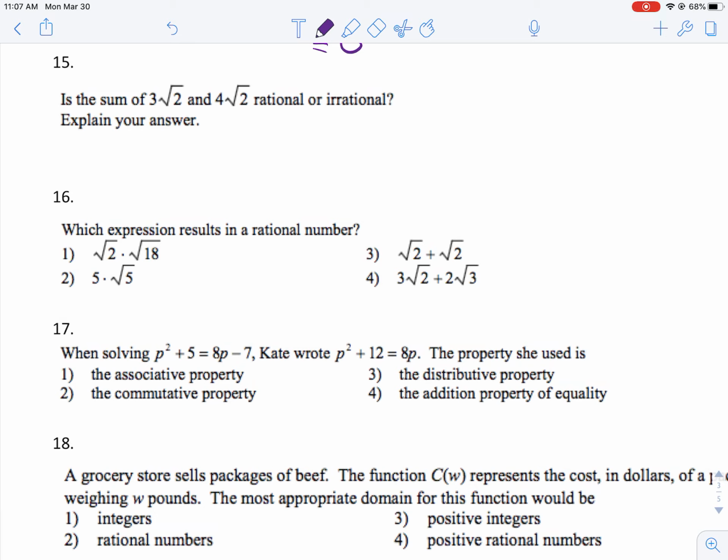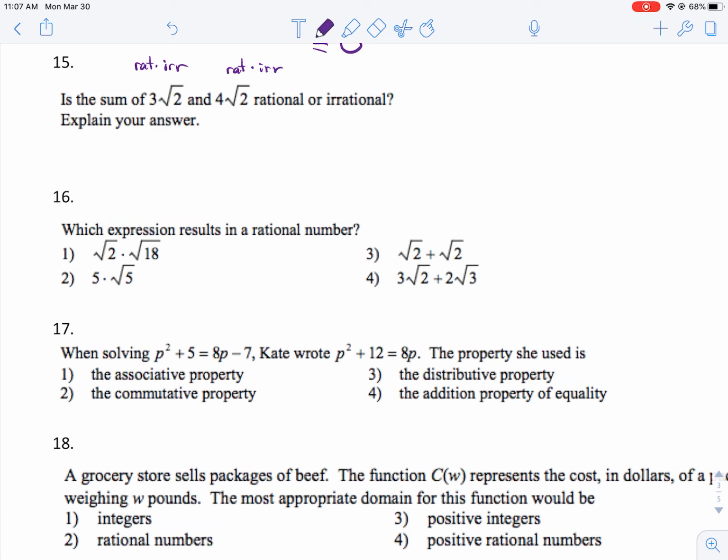Okay, number 15: is the sum of 3 times the square root of 2 and 4 times the square root of 2 rational or irrational? Explain your answer. Okay, so let's take a look at this first number. This first number is a rational times an irrational.